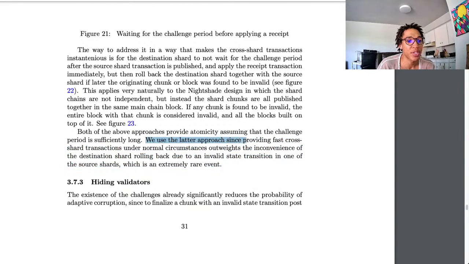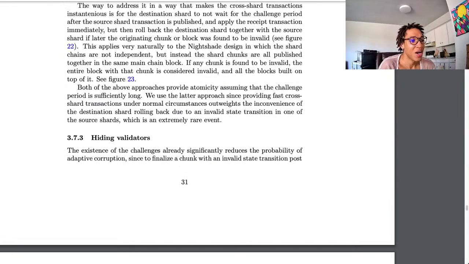We use the latter approach since providing fast cross-shard transactions under normal circumstances outweighs the inconvenience of the destination shard rolling back due to an invalid state transition in one of the source shards, which is an extremely rare event. So again, I would consider this taking usability over security. Not that it's a bad thing, it's a reasonable decision to make, let's put it that way, for lack of better words.